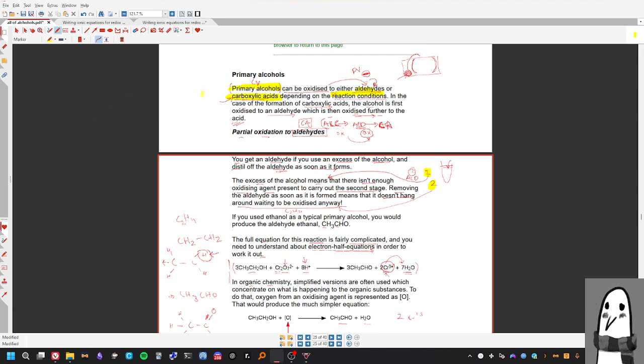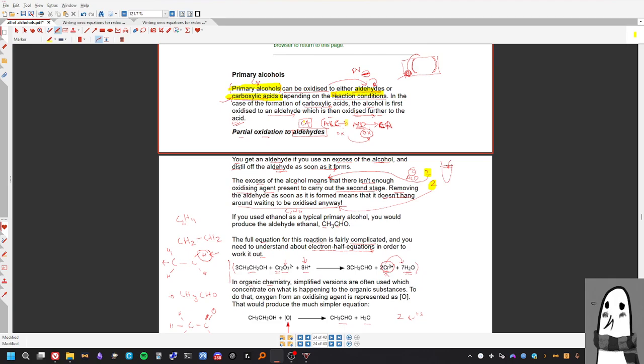Because truly what's happening is that after your aldehyde is formed, your aldehyde is then reacting. It's being oxidized to the carboxylic acid. The alcohol is first oxidized to the aldehyde.